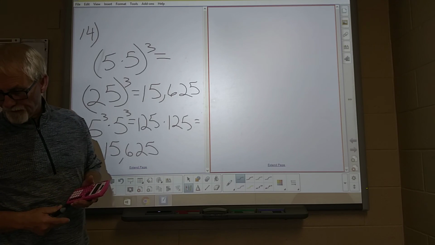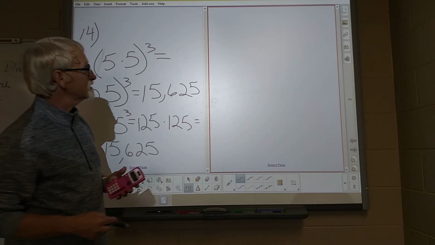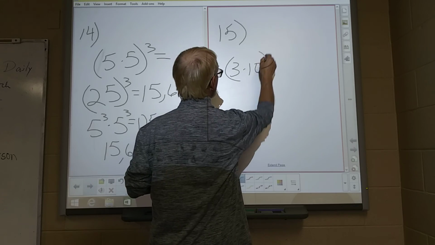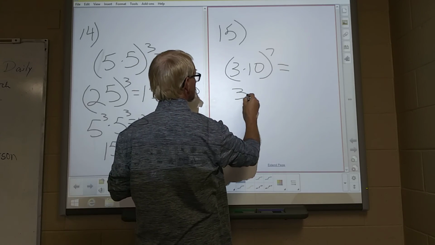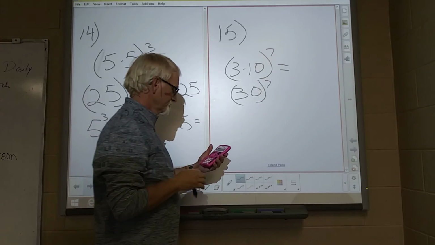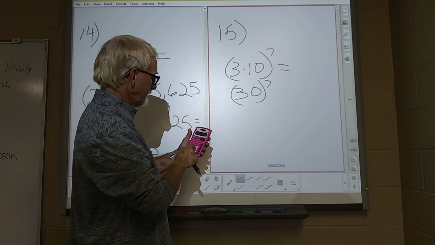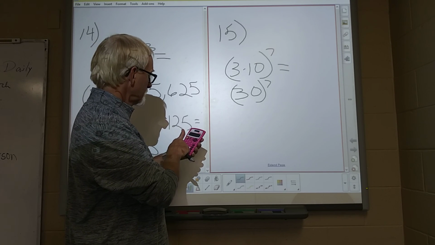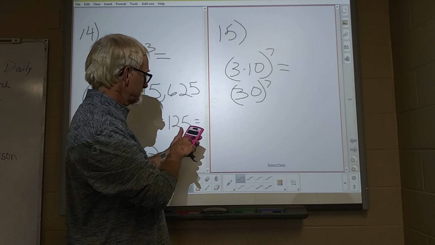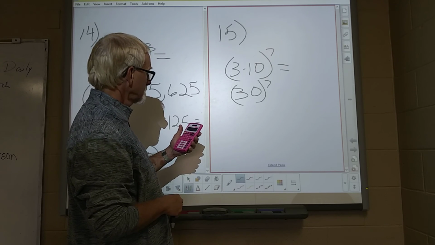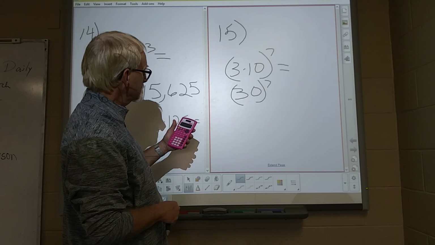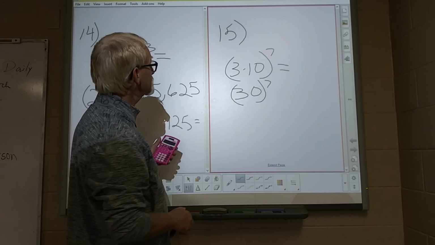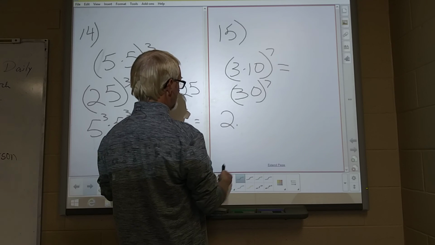So let's do 15. We have (3 times 10) to the 7th power. So that's equal to 3 times 10 is 30 raised to the 7th power. 30 raised to the 7th power is equal to, the calculator is giving me 2.187 times 10 to the 10th. Well, let's just do this in our head.